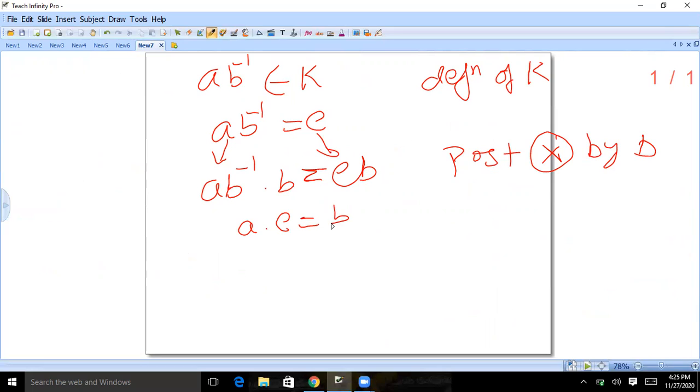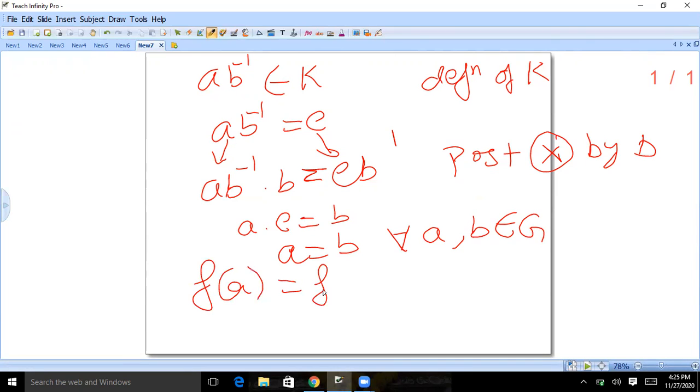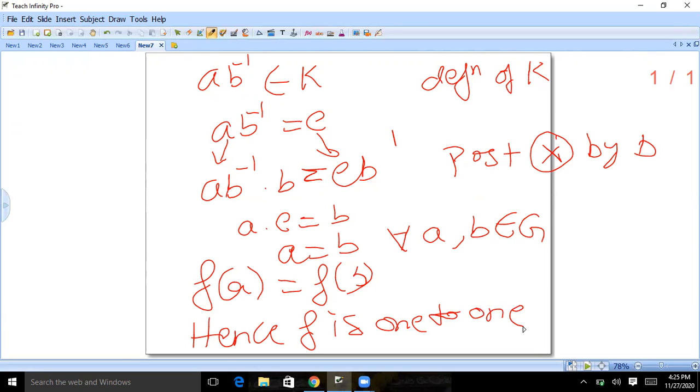So keeping a as it is, b b inverse value is e. Therefore e into e value is 1. Therefore we shall write e value is 1. 1 into b gives b. So next e value is a, so a is equal to b. For all a belongs to a, b belongs to g. Okay, this is how f of a is equal to f of b. Hence f is a 1-to-1 mapping.